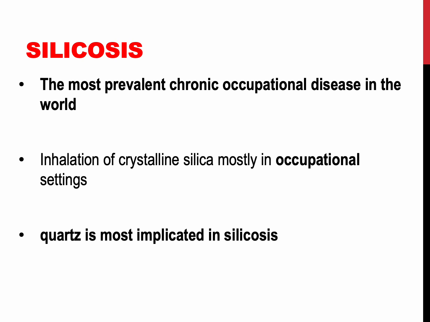As we said in the previous lecture, the main and the most common mineral dusts include coal dust, silica, and asbestos. All of them are involved in the development of pneumoconiosis. Silicosis is currently the most prevalent chronic occupational disease in the world. It's caused by inhalation of crystalline silica, mostly in occupational settings. Silica occurs in both crystalline and amorphous forms, but the crystalline forms, including quartz, are more toxic and fibrogenic. Quartz is most commonly implicated in silicosis.